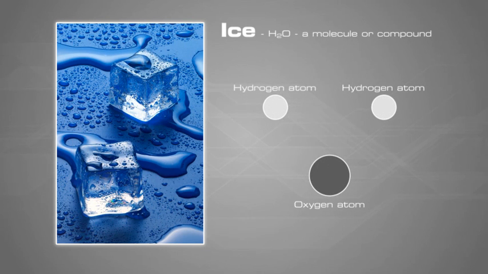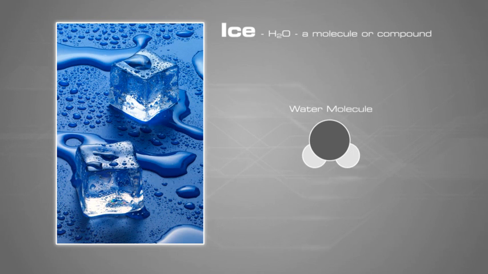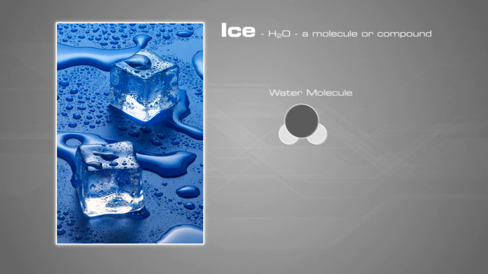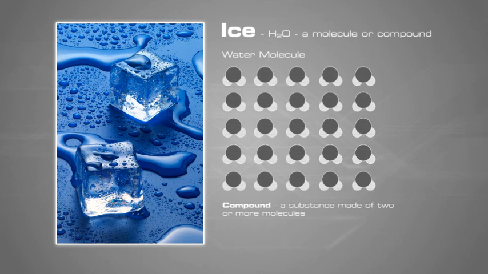Molecules are 2 or more atoms that have chemically combined, like hydrogen and oxygen, to make water. A compound is a substance made of 2 or more molecules. The relationship that we saw between atoms and elements is the same as the relationship between molecules and compounds.